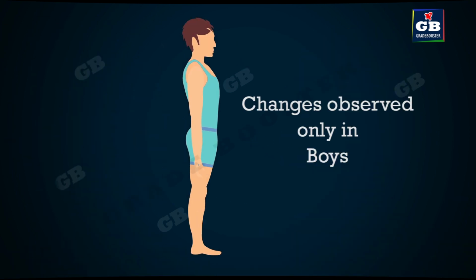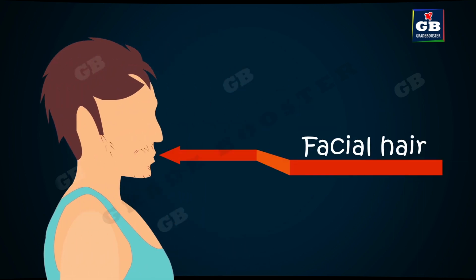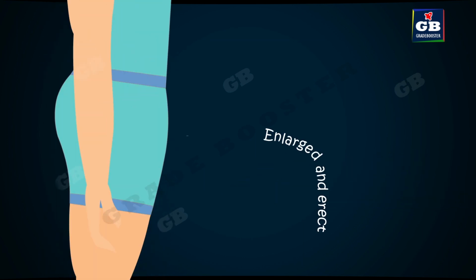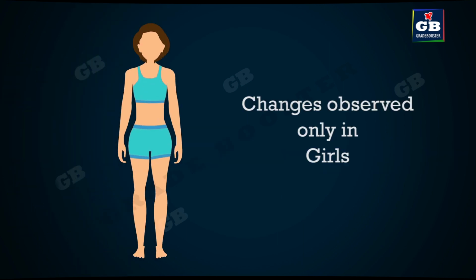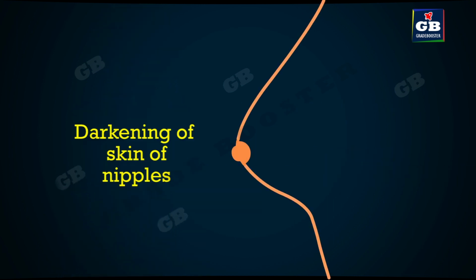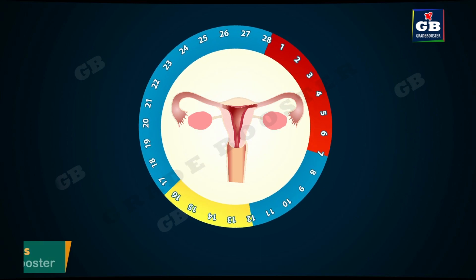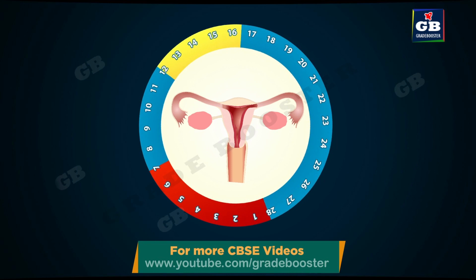There are certain changes observed only in boys, like growth of hair on the face and voice begins to crack. The penis occasionally begins to become enlarged and erect, either in daydreams or at night. The changes observed only in girls are breast size begins to increase with darkening of the skin of the nipples at the tip of the breasts. They begin to menstruate. All of these changes take place slowly over a period of months and years.